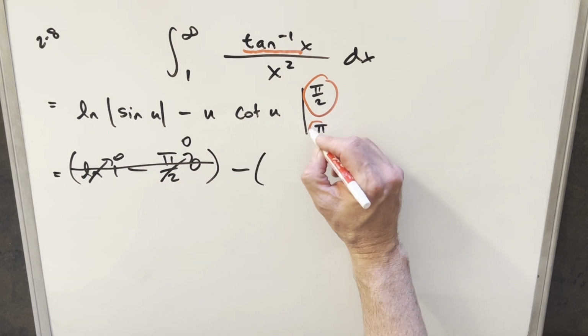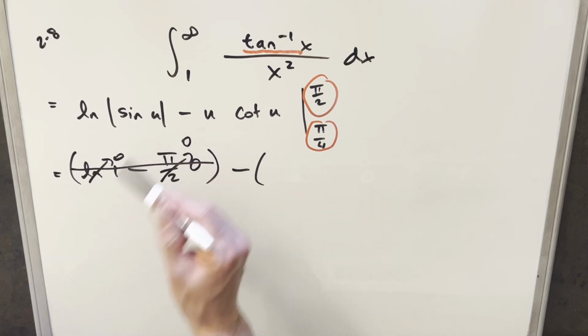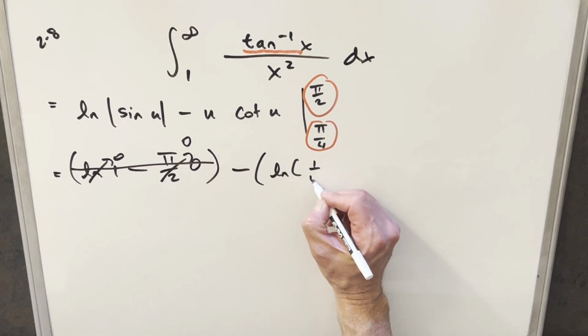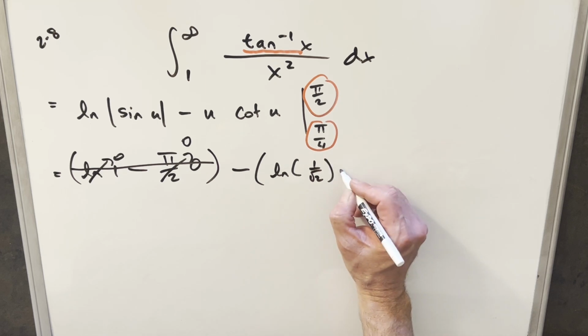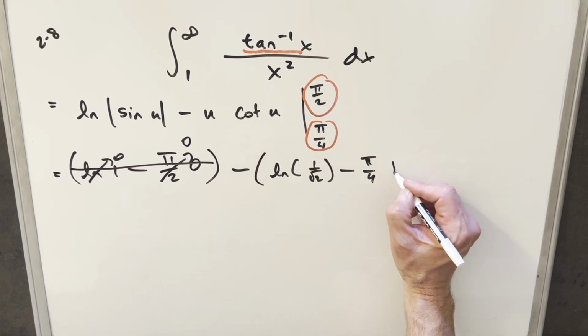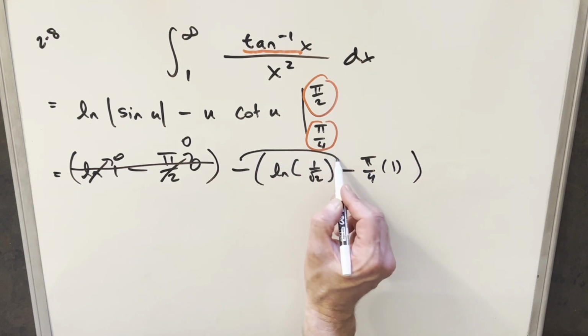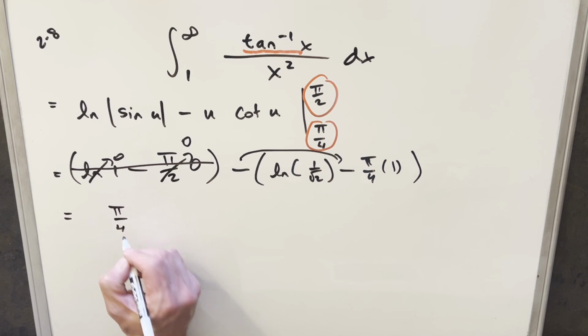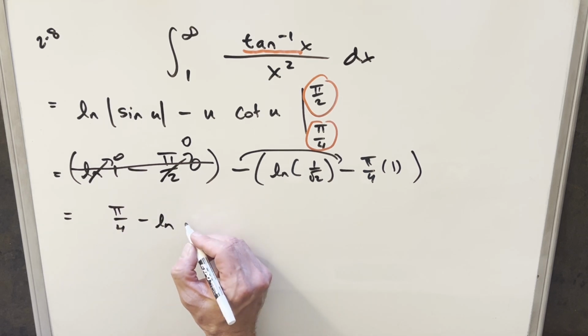We'll evaluate this at pi over 4. Sine at pi over 4 is 1 over square root of 2. So we have natural log, I'll drop the absolute value, of 1 over square root of 2, minus pi over 4. Cotangent at pi over 4 is just going to be 1. Now distributing the minus sign in, minus times minus is plus. This is going to become pi over 4 minus natural log of 1 over square root of 2.